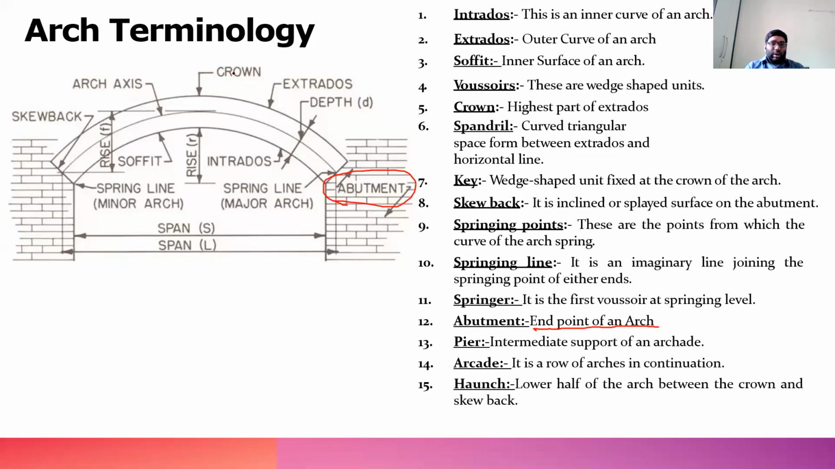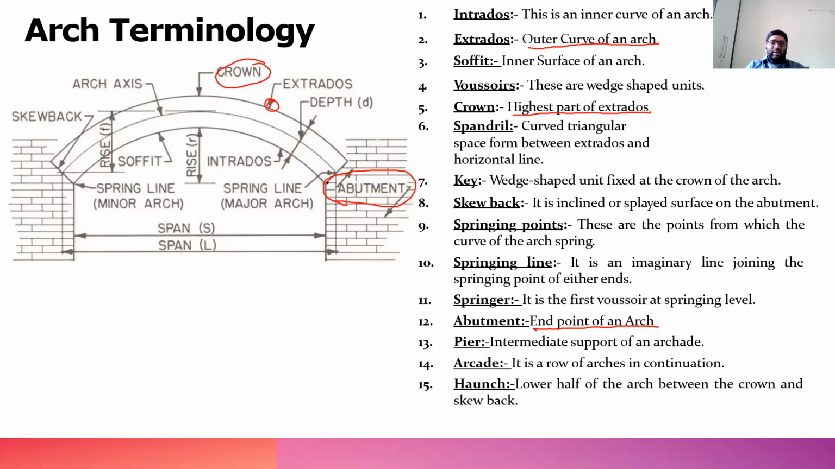And then we have the crown, that is the topmost portion of an arch, which is defined as the highest part of extrados. So what is extrados? This specific portion is extrados. It is the outer curve of an arch. Extrados is the outer curve of an arch. And like that, we have the intrados, which is defined as the inner curve of an arch. So external curve and internal curve, or outer curve and inner curve.